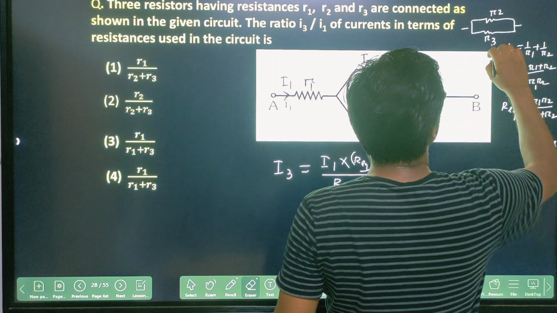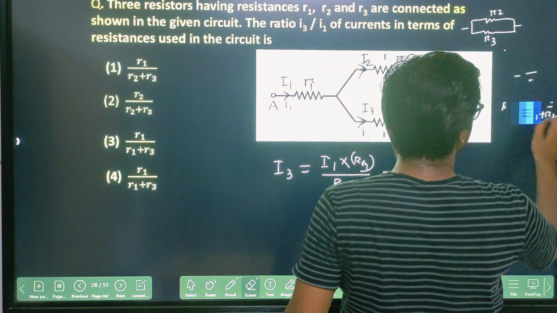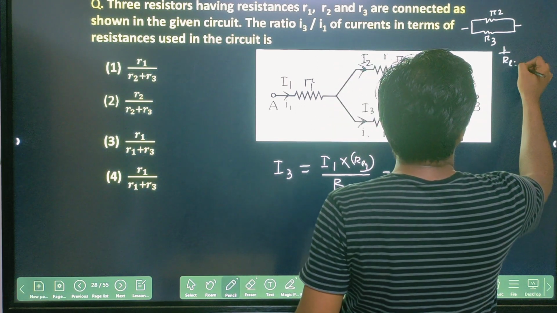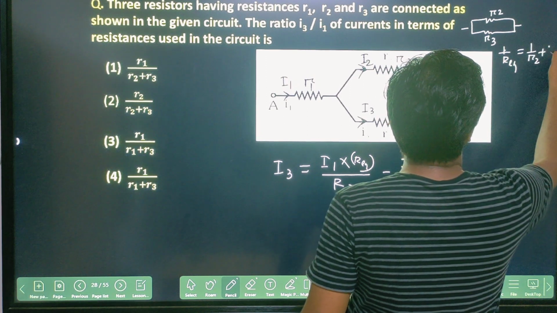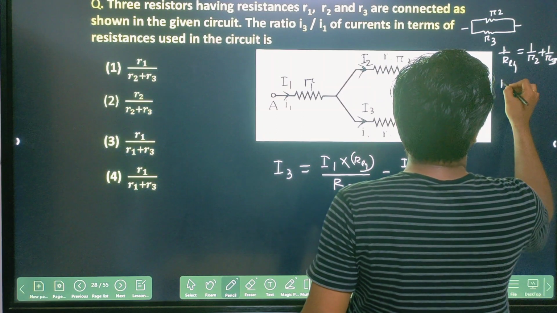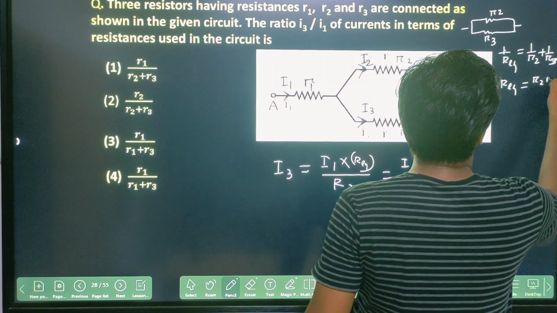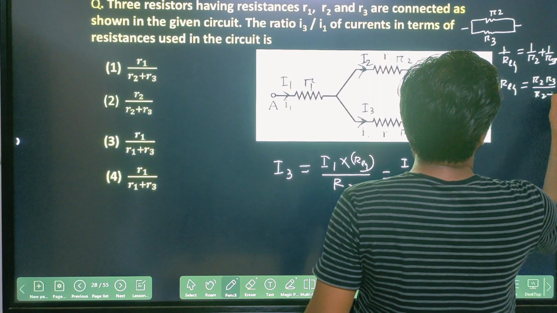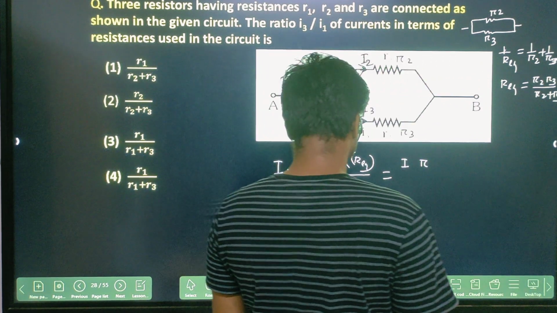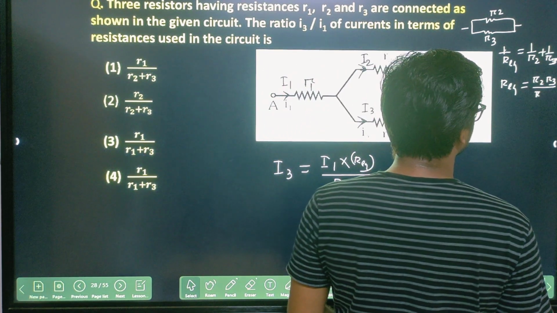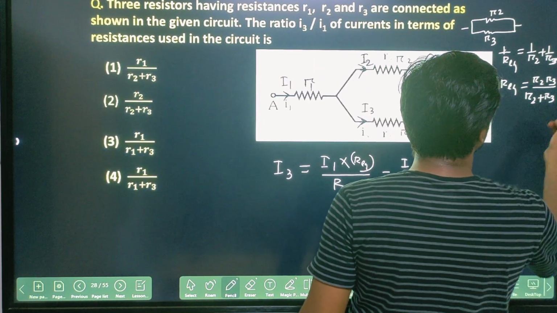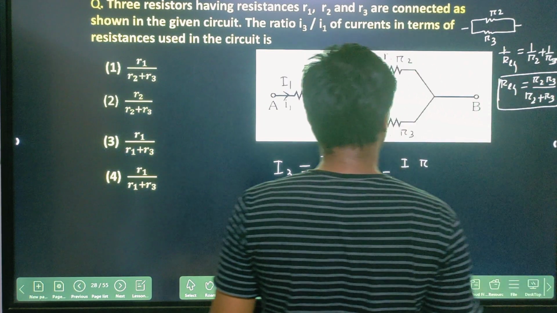So you can replace here, I am just writing. So this will be R2 R3, right? So 1 by R equivalent is equal to 1 by R2 plus 1 by R3. Clear? So R equivalent will be how much? R2 R3 divided by R2 plus R3, right? This will be our R equivalent when they are connected in parallel.